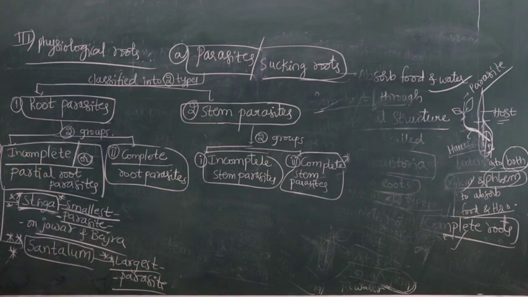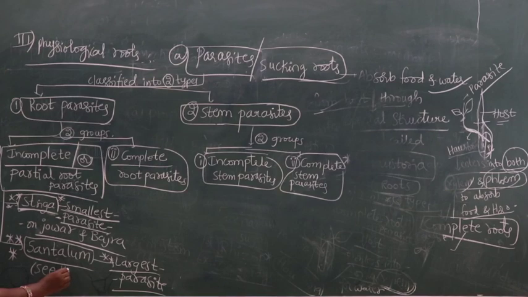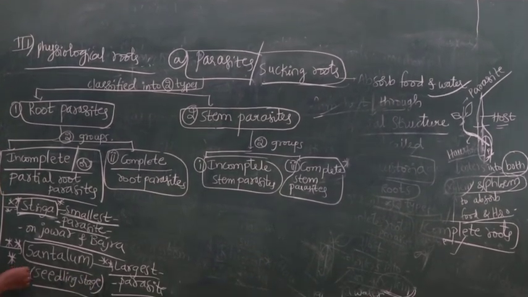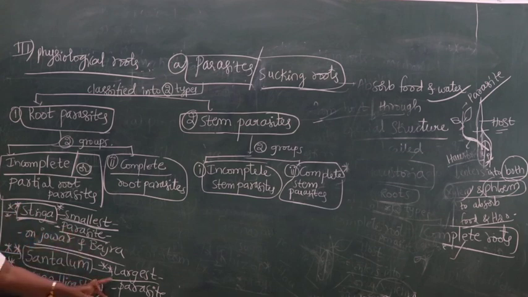Very important. Whenever you get the question which is the largest parasite, it means Santalum, but this is a parasite only in the seedling stage. It appears only in the seedling stage. Whenever the question is smallest parasite, take Striga. If the question is where do you find Striga, it means jowar and bajra. Suppose the question is largest parasite, take the example Santalum. But remember, Santalum can be seen only at the stage of seedling.